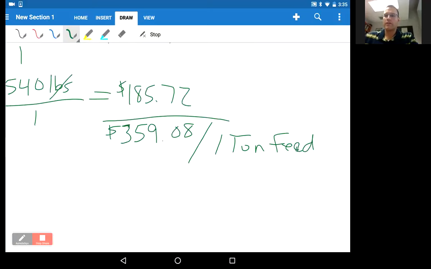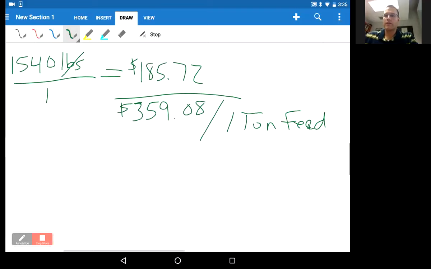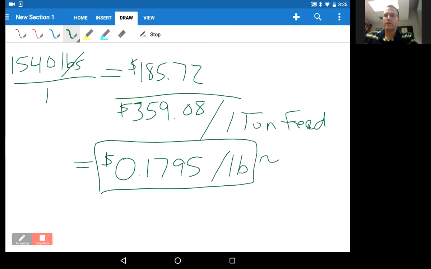So I could show this units cancellation, but I think at this point, if you know it's $359.08 per ton, and you know a ton is 2,000 pounds, you can divide 359.08 by 2,000. You do that, you get 0.1795 per pound. So almost 18 cents. If you want to round it to 18 cents, I'd be fine with that per pound. So that's the answer to number 5.